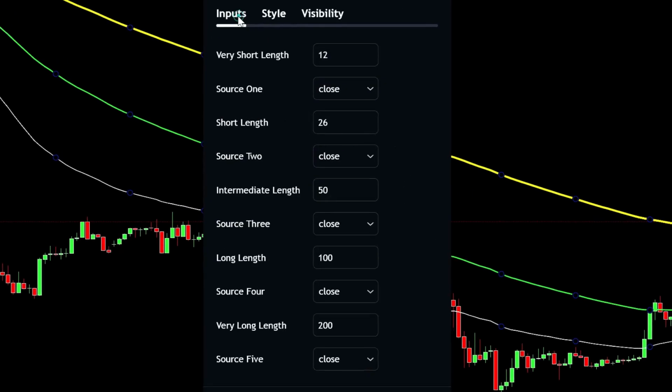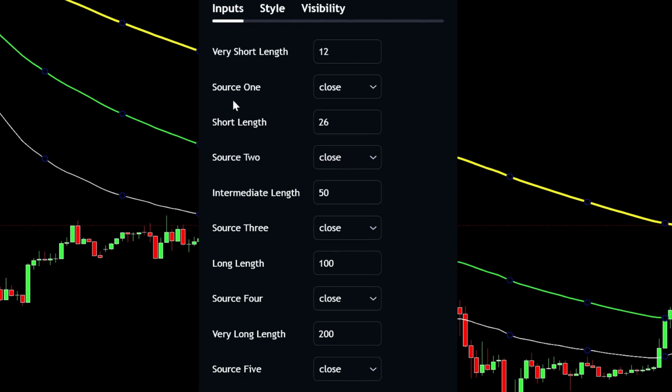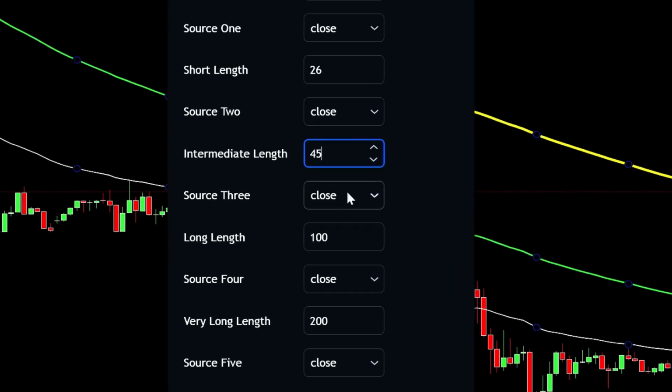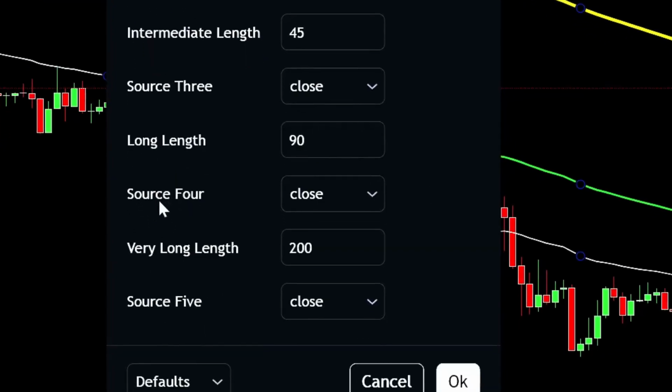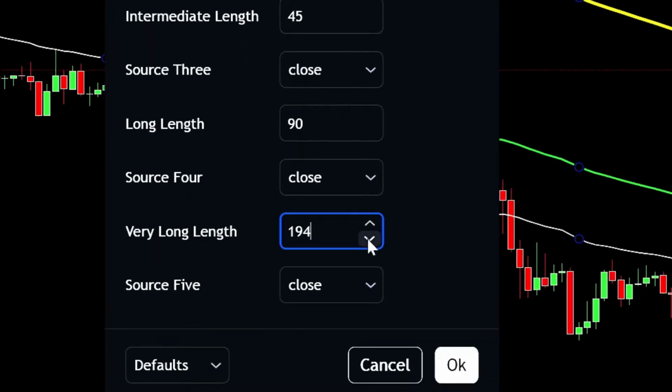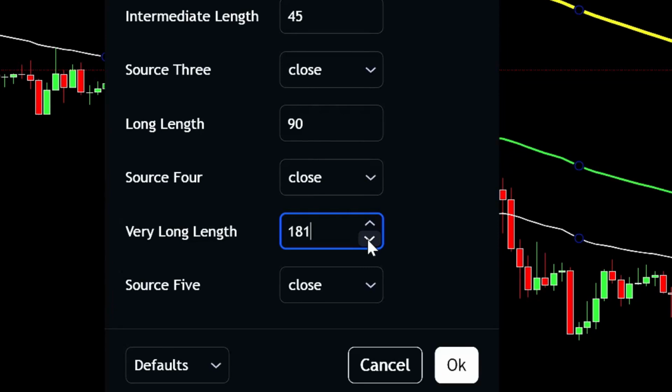Moving on to the Inputs tab, change the intermediate length to 45 and then ensure its source is set to close. After that, adjust the long length to 90 and then the very long length to 180, keeping their sources as close.